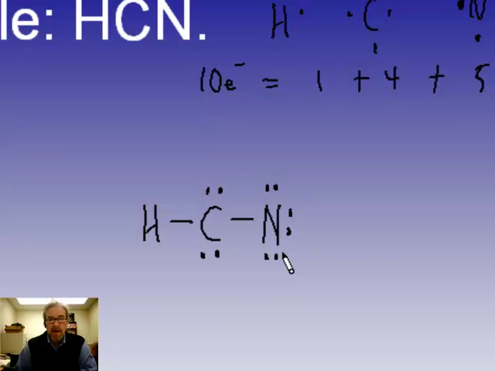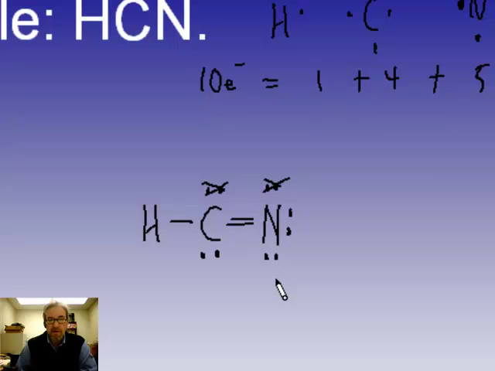Now I'll count. I'm supposed to have 10 electrons. How many do I really have? 2, 4, 6, 8, 10, 12, 14 electrons. Too many. So the carbon and the nitrogen, I have to take away a pair from each of them and replace that with another bond. Recount. 2, 4, 6, 8, 10, 12.